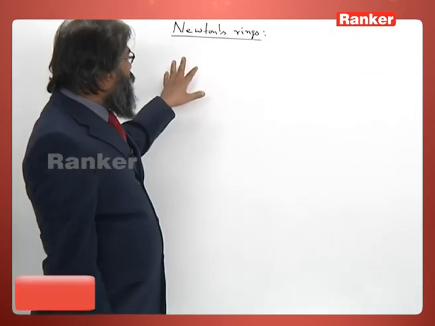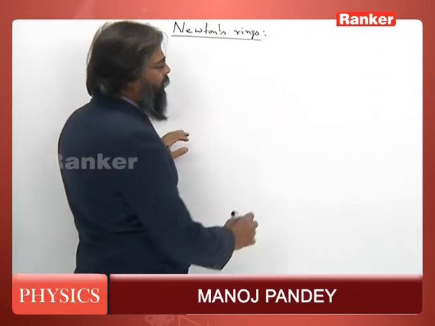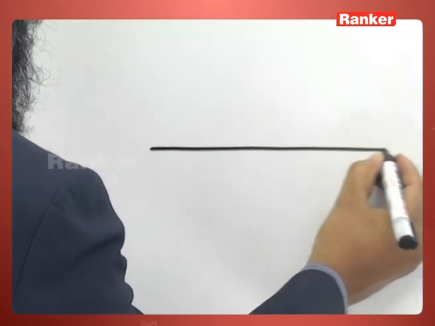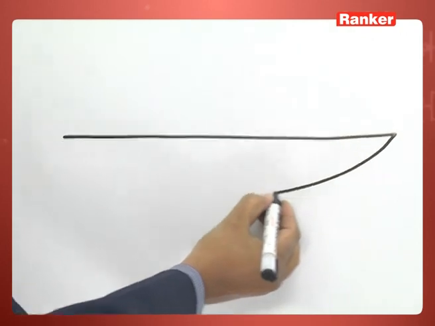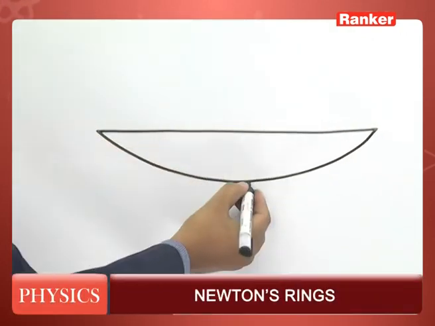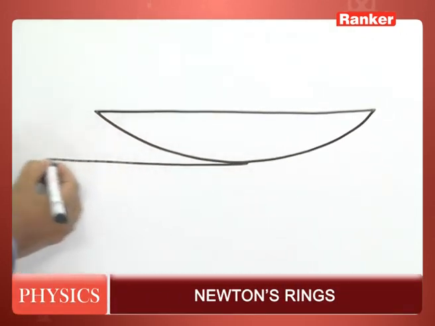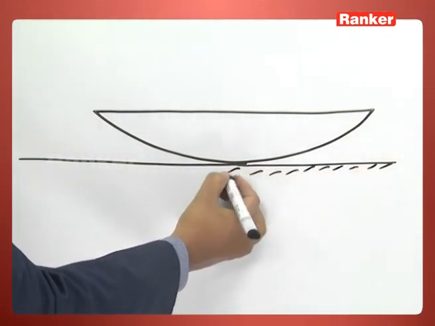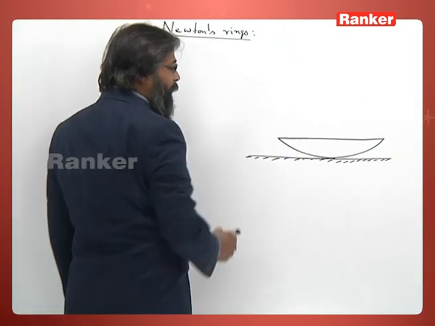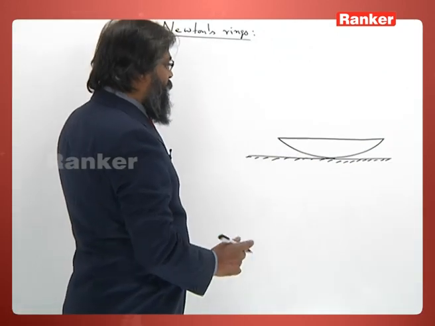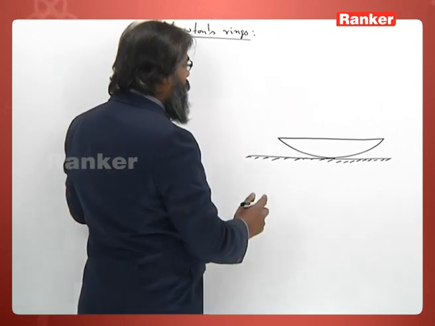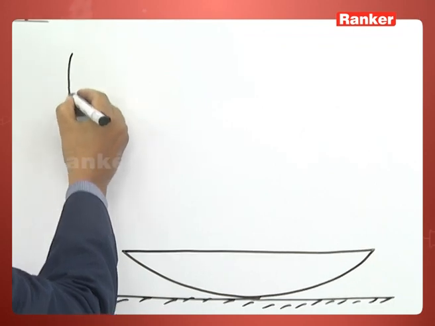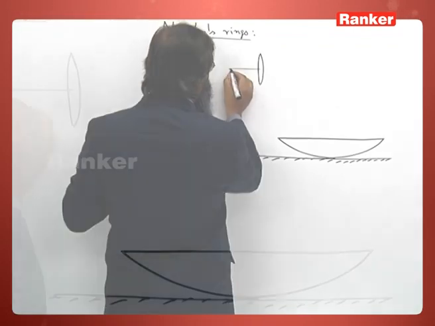Now let us see Newton's rings. So in Newton's rings, a plano-convex lens is taken and is placed on a plane mirror. This is a thin lens placed on a plane mirror, and this is again the same. A converging lens can be taken up.